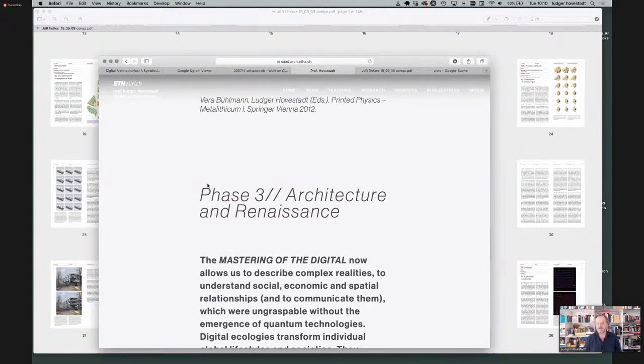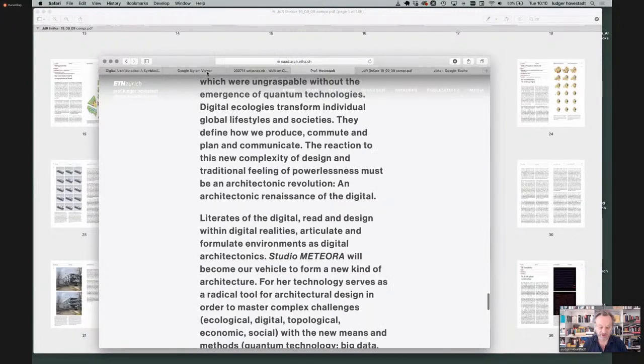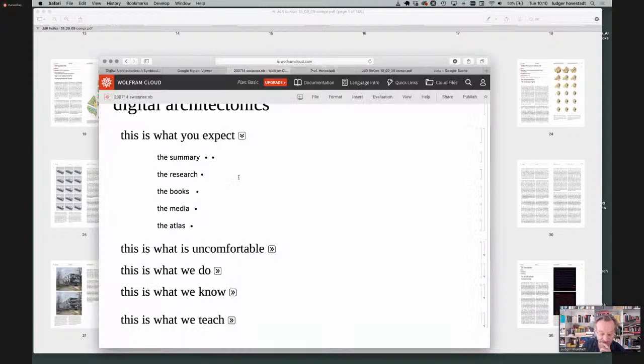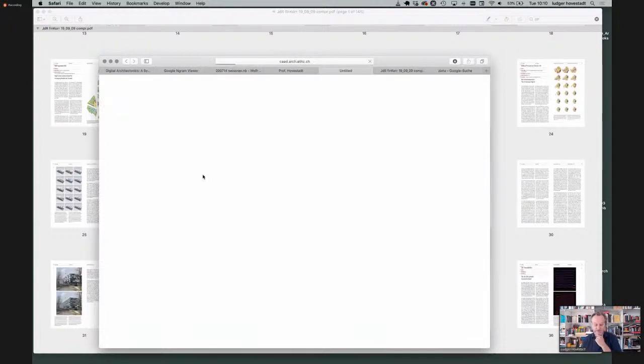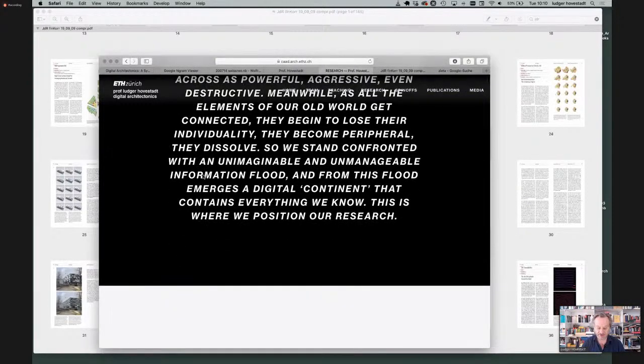And currently we are in a phase where we say we understand the technology, we understand the architectural theory and the principal mathematics, and now we want to reestablish a new kind of architectural thinking. I will talk about that soon. This is our research. To get a picture of it, I can't explain it in this short time.